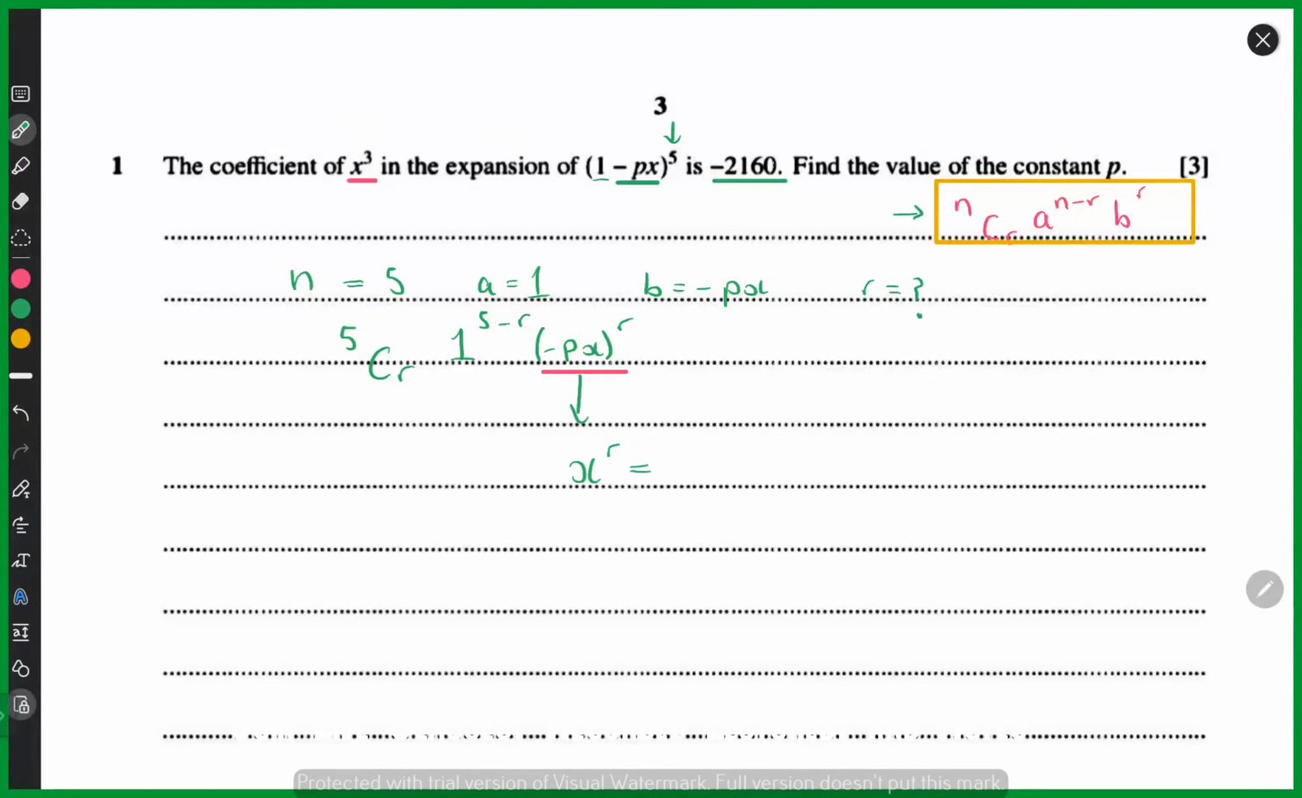I need to compare x to the power r with this. And why am I doing it? Because this is basically some term, and I need to have the term that has x cubed. So I need to have that r. Whatever x term we are getting from this, I'm going to write it down here and equate it to this x cubed, just so we get the exact term. So r is equal to 3.